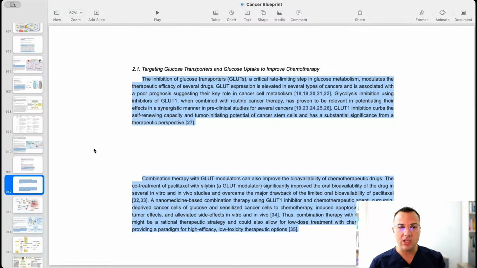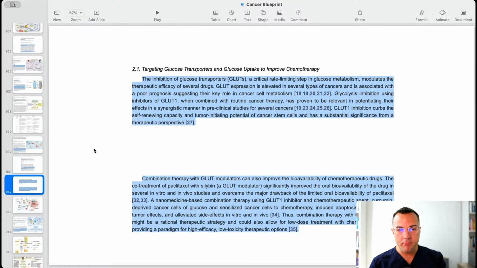GLUT1 inhibition curbs the self-renewing capacity and tumor-initiating potential of cancer stem cells, and has a substantial significance from a therapeutic perspective. Later on, said in this particular paragraph, I cut out some of it. Combination therapy with GLUT modulators can also improve bioavailability of chemotherapeutic drugs. The co-treatment of paclitaxel with psilocybin, milk thistle, essentially a GLUT modulator, significantly improved the oral bioavailability of the drug in several in vitro and in vivo studies, and overcame a major drawback of the limited oral bioavailability of paclitaxel.